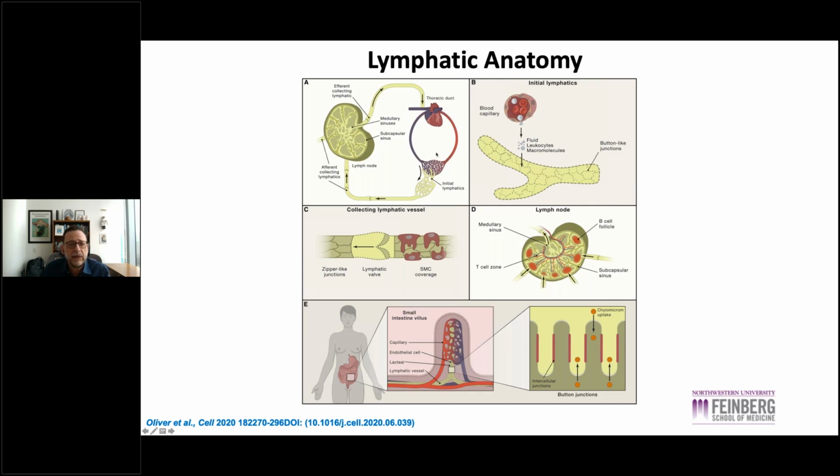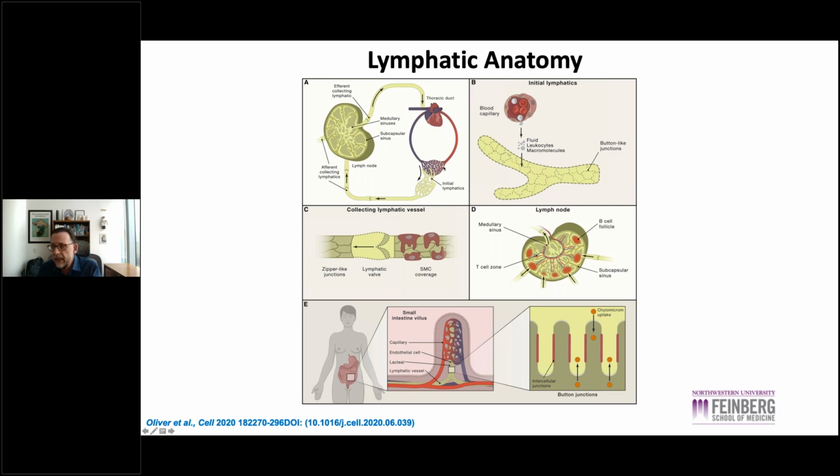So basically, you can see here the initial lymphatics then connect to the collecting lymphatics that enter into the lymph nodes, where molecules and fluids are filtered, and eventually they go through efferent collecting lymphatics back to the blood circulation.